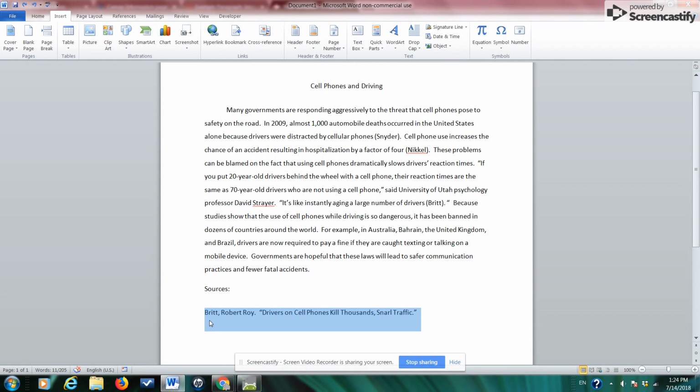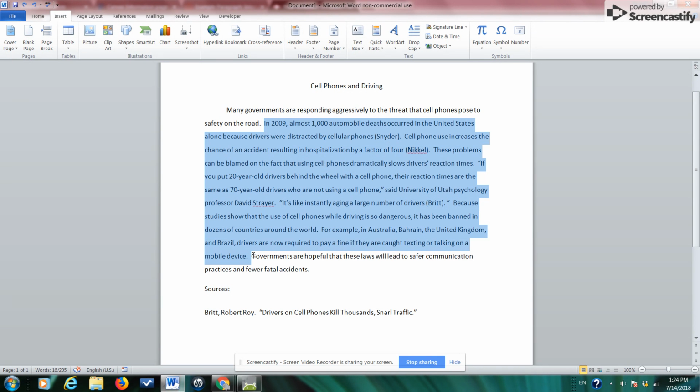So it's important to do that when you do have a quotation, to have the source at the end of the paragraph or the end of the essay, so that people can go and look at it and make sure that you didn't make up the information. The other thing I wanted to point out is our concluding sentence. Governments are hopeful that these laws will lead to safer communication practices and fewer fatal accidents. So this is a summary of what we wrote here.